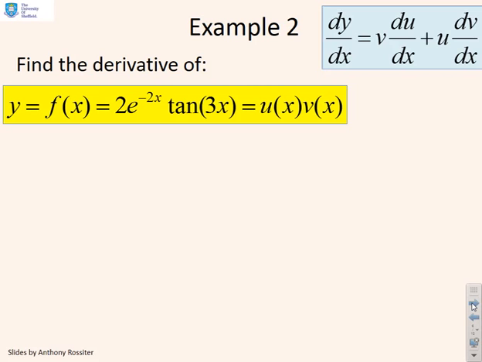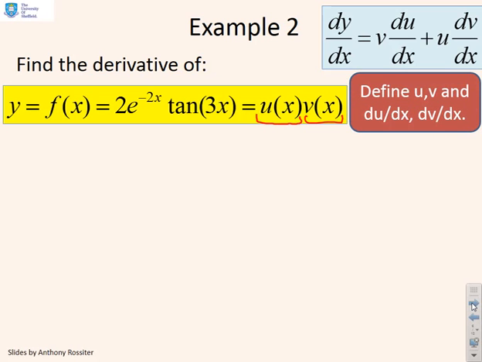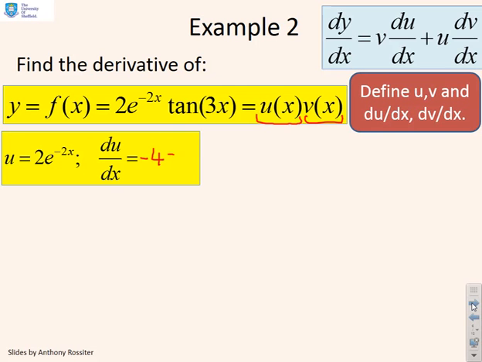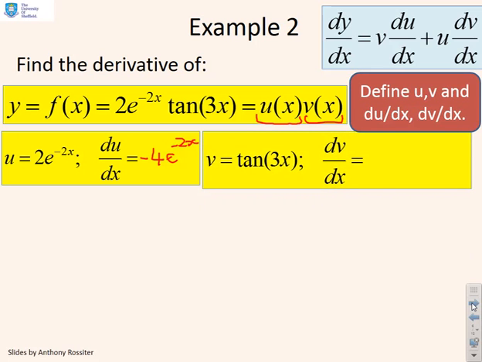Okay, example 2. Find the derivative of the following, and you'll see again this is a simple product of two smaller functions. My first job is to define u and v and the associated derivatives. Here I'm going to define u equals 2e to the minus 2x. Again, using the table, which I'm not going to go through because that was the previous video, I'm going to get du dx is minus 4e to the minus 2x. And then v I define as tan 3x. Again, using the table, dv dx is going to be 3 sec squared 3x.